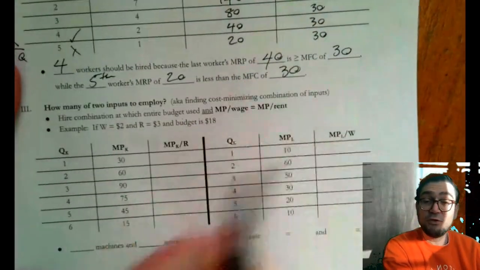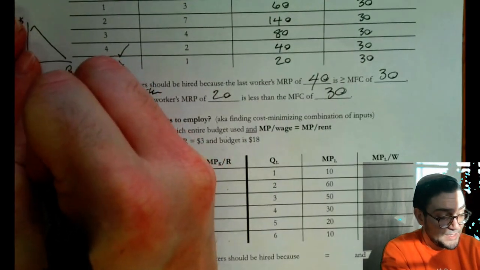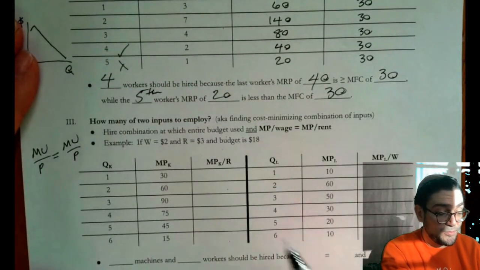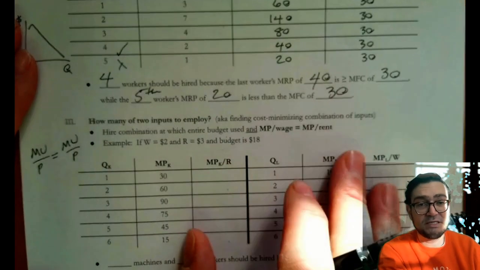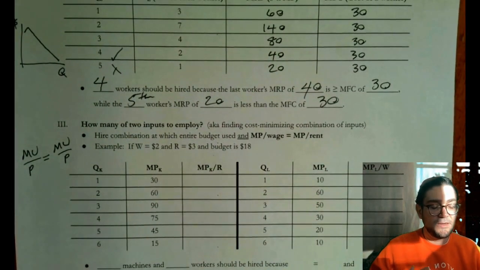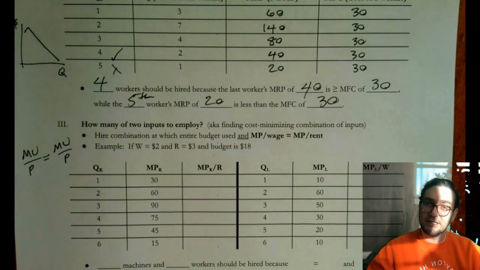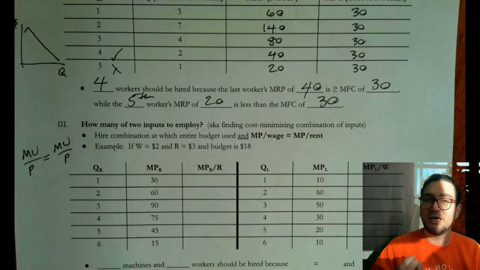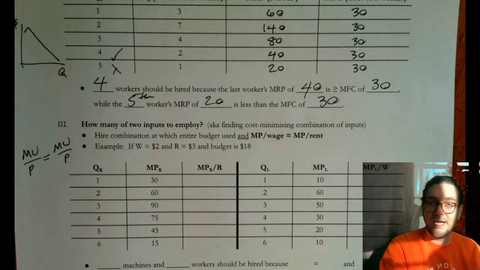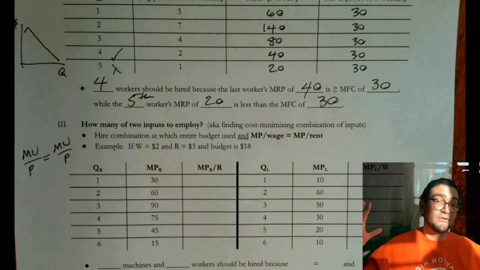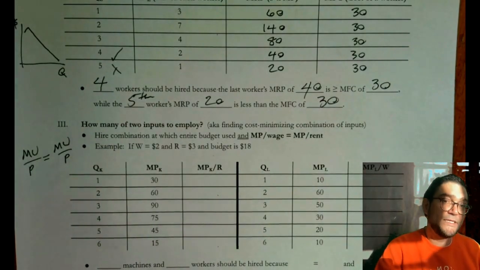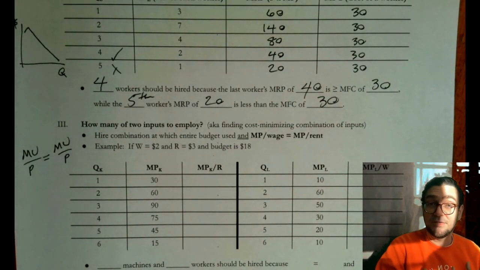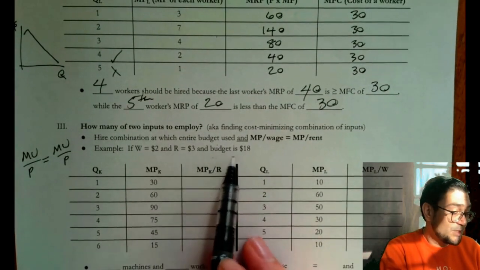Now let's take a look at how many of two inputs to employ. If you remember from utilitymaximization, we looked for where MU over P equals MU over P, and we use the whole budget. We're going to use a very similar concept here, but instead of being about consuming and having a budget for how much is going to leave us satisfied, from the firm's perspective, it's how many workers should I hire that are going to produce the most stuff given my budget? So we're looking for the most marginal product per dollar, the most stuff per dollar that we spend on our inputs. And our budget is given to us here.